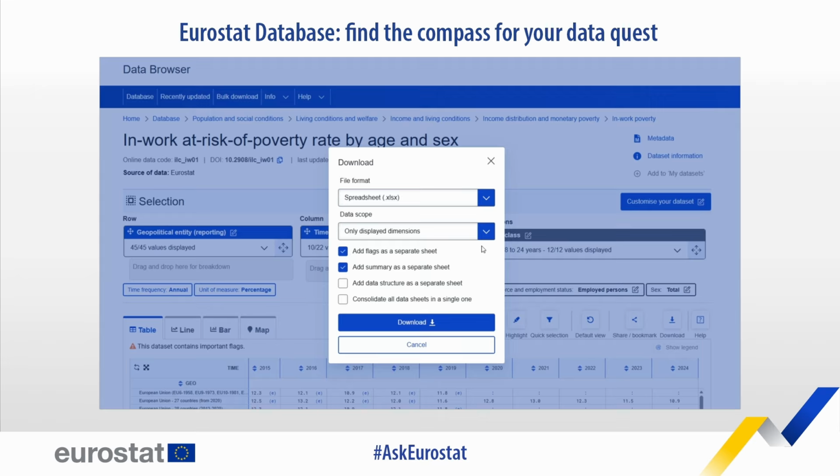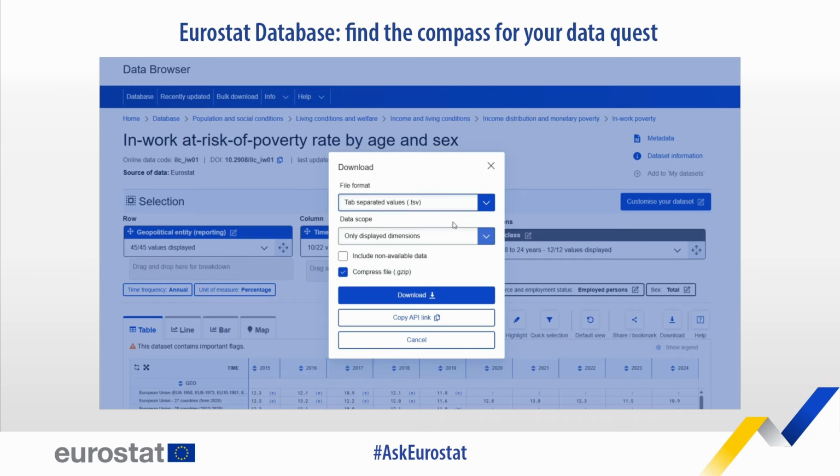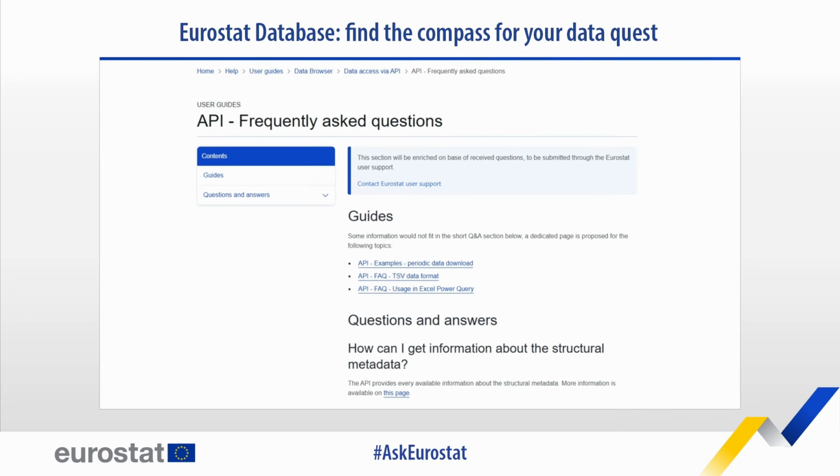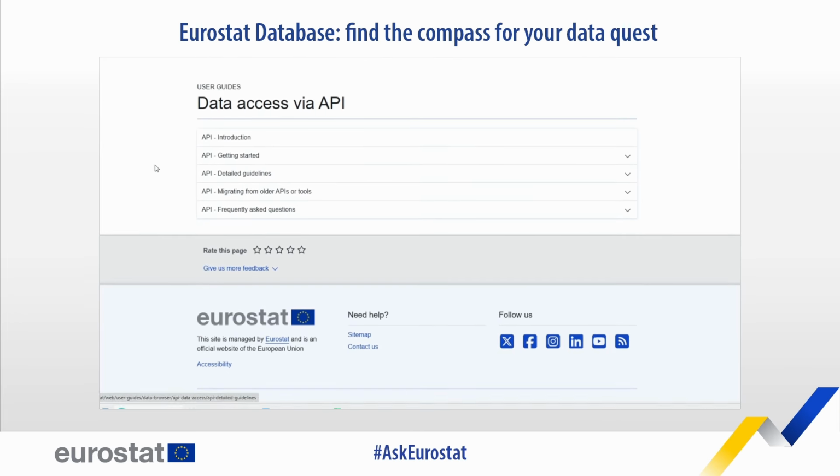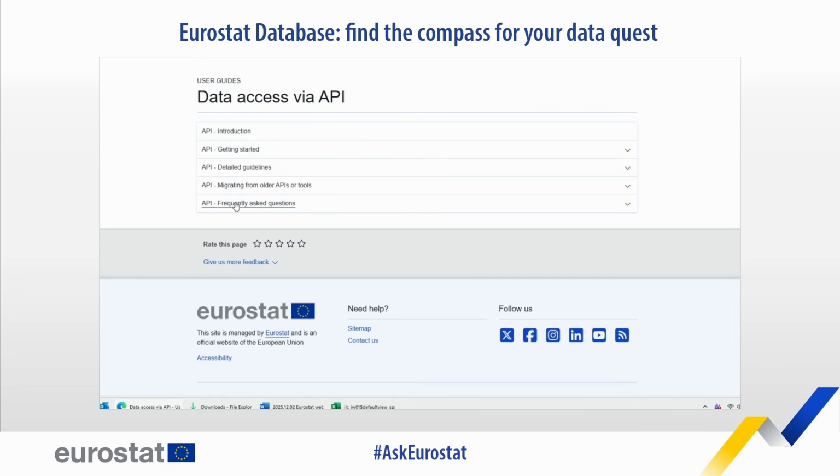For all file formats other than Excel spreadsheet, in addition to downloading the file, you can copy the API link, which you can enter into your application of choice, allowing you to query directly the Eurostat database to get programmatic access to statistical data and metadata. For more information on the API, you can consult our extensive user guide, which includes rich documentation and frequently asked questions to help you troubleshoot.